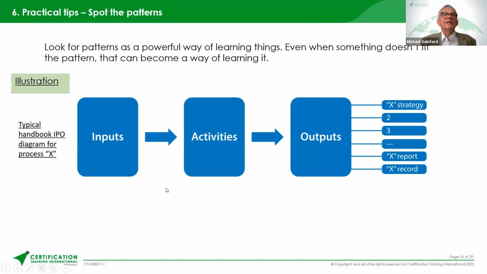An example of this, in the INCOSE handbook, we have these diagrams called IPO diagrams, inputs and activities and outputs. And the outputs often look like this. So at the top, if the process is called X, we'll have an X strategy. And at the bottom, we'll have an X report and an X record. So imagine this process was decision management. Then at the top, we'd have decision management strategy. At the bottom, we'd have decision management report and record.